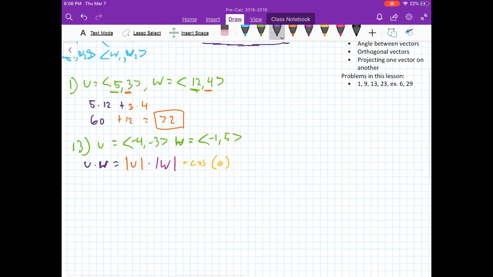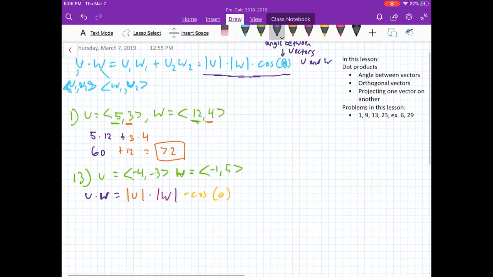That would be -4 times -1, we'll multiply the x's, that'll be 4, plus -3 times 5, that'll be -15. That'll be the dot product of these two vectors. That's this first bit. Then we're going to find the magnitude of u.